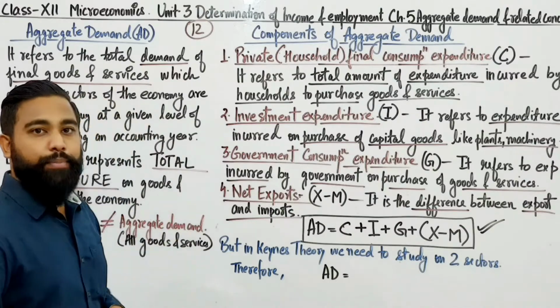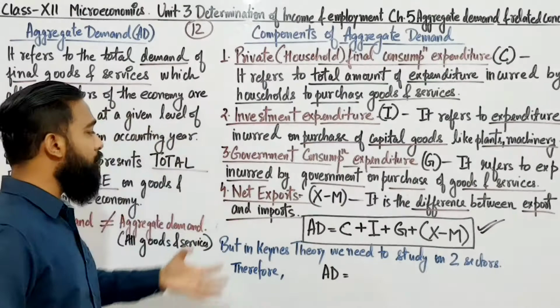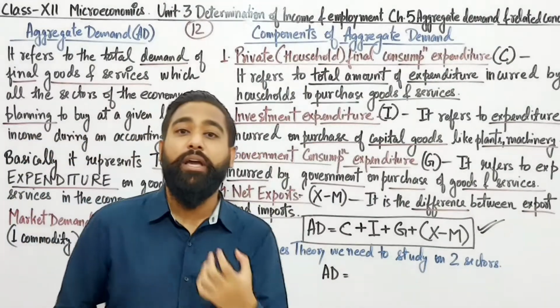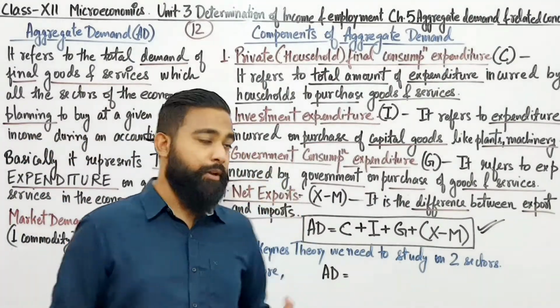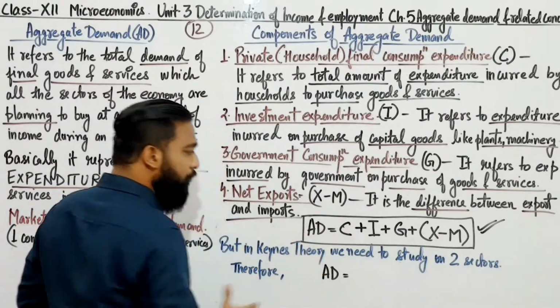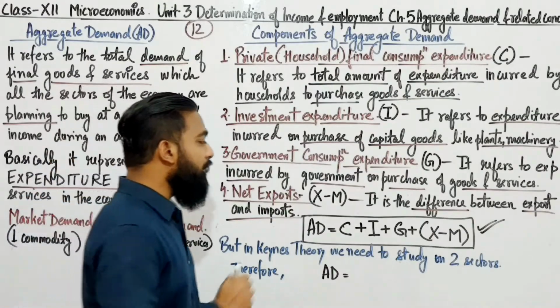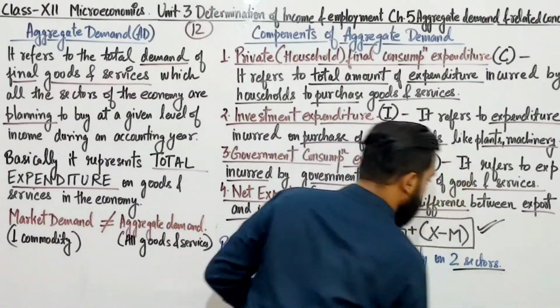This unit basically is Keynes theory. This unit is also known as the theory which is given by Keynes. He was a great economist, Keynes. So, to study this whole unit, Keynes theory, we need to study only two sectors.